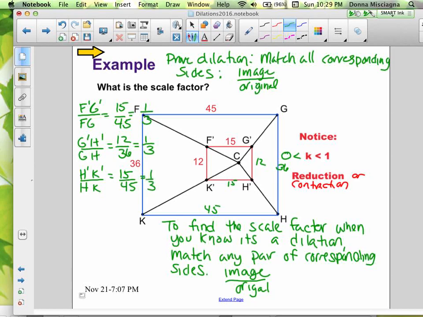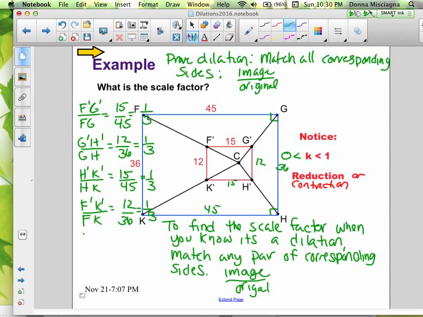And then the last pair of sides are F prime, K prime and FK. F prime, K prime is 12. FK is 36. And that of course reduces to 1/3. All right, so now we can see all of our corresponding sides are in proportion. All right, and our angles are all congruent. I didn't mark it in here, but we'll also have to show that our angles were all congruent. But this is a rectangle, I will tell you that.